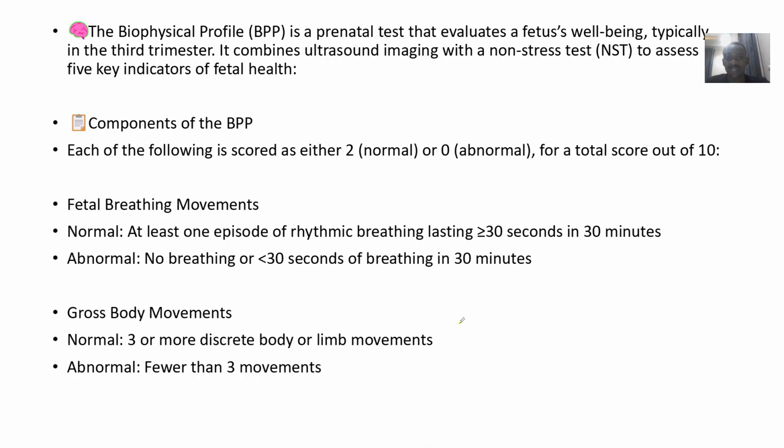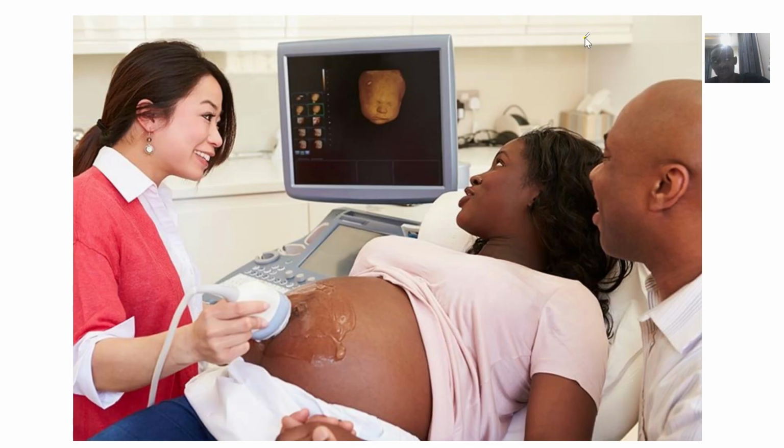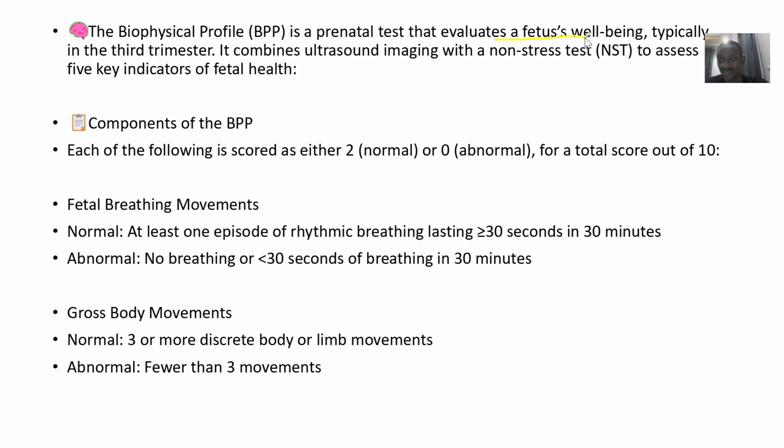All right, so a biophysical profile is just a prenatal test. You are trying to evaluate the fetus's well-being. How is the baby doing indoors, right? That's inside the tummy. Typically, you do this in the third trimester. It combines ultrasound imaging with a non-stress test to assess key indicators of fetal health.